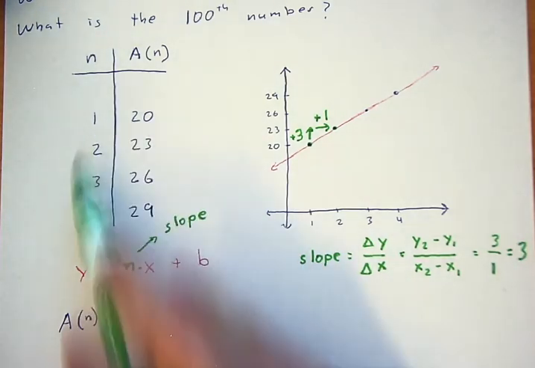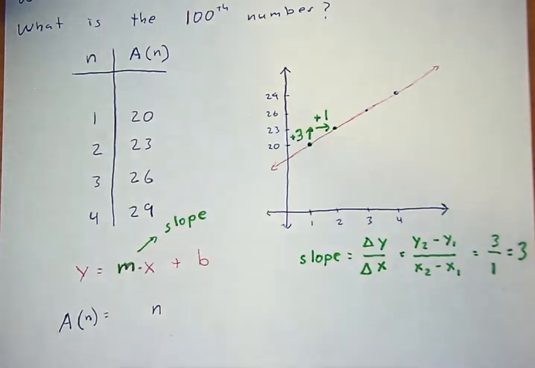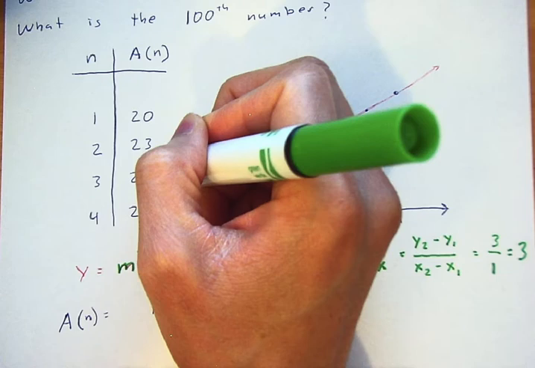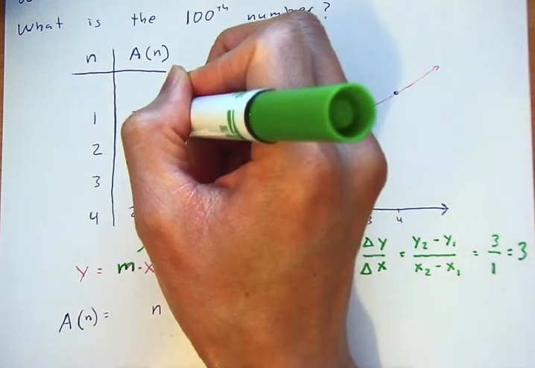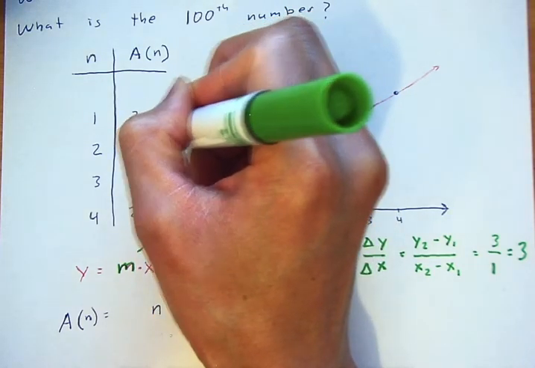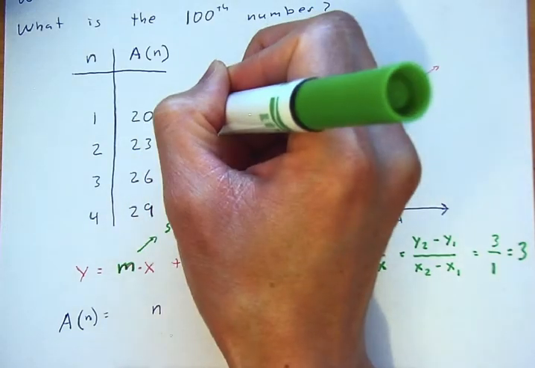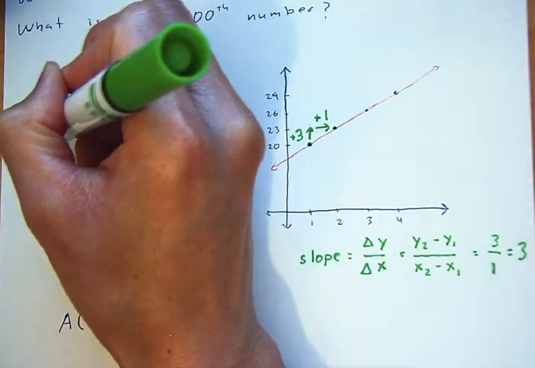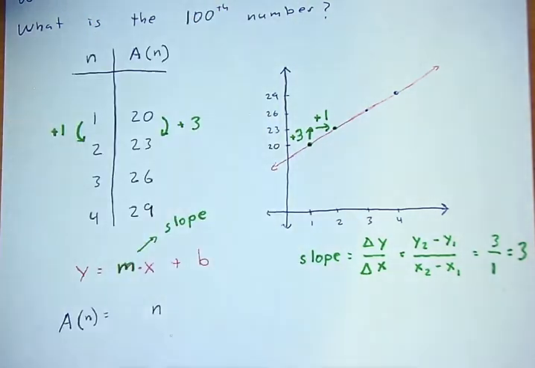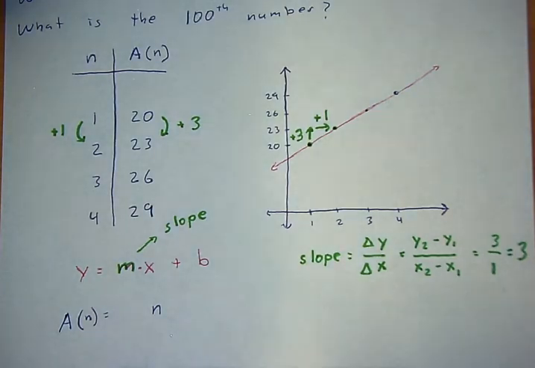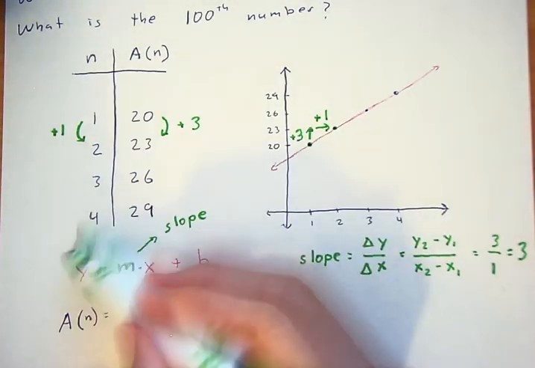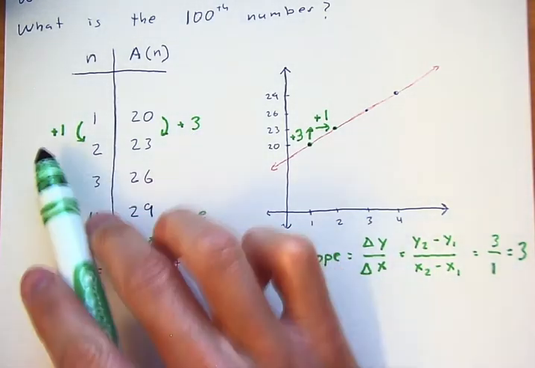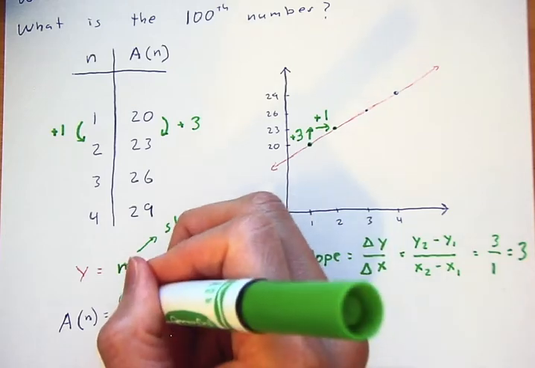If I was looking at my table over here, it's the same idea. You pick any 2 of these points and ask how much does my y change by? Positive 3. Divided by how much does my x change by? Positive 1. And once again, this side is like your y, this side is like your x. So once again, positive 3 divided by positive 1. The slope here is 3.